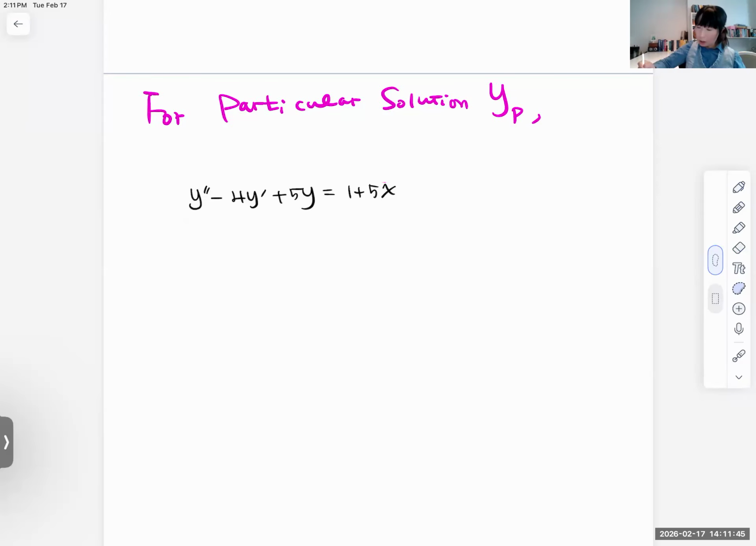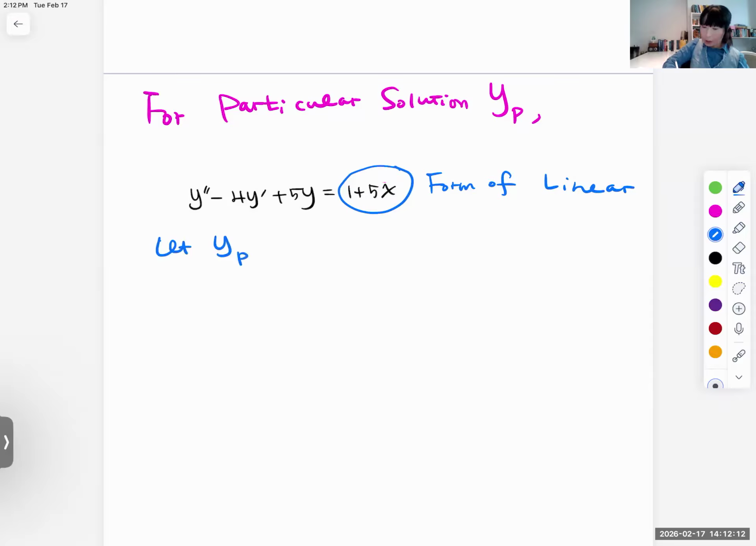Okay, then look, the right side is telling us this is a non-homogeneous equation, because it's not zero, right? So we can guess this is a linear form. Can you see that? So we can say let y sub p, which is a particular solution, be of the form a plus bx, which is linear too, right?